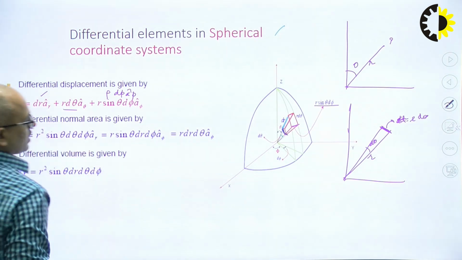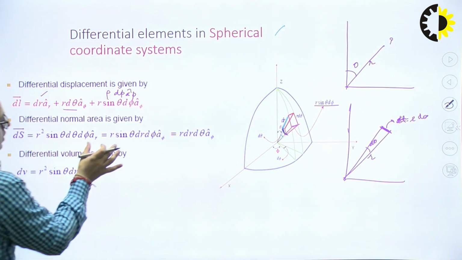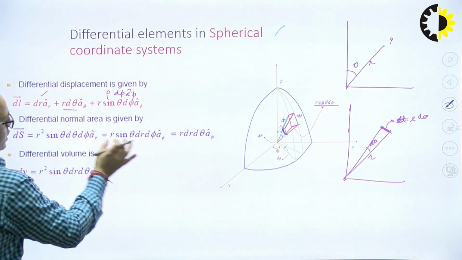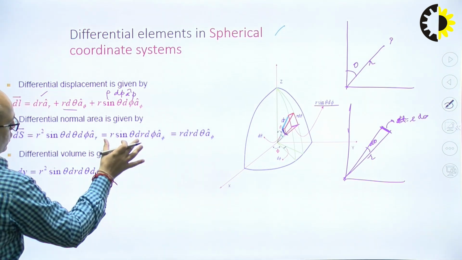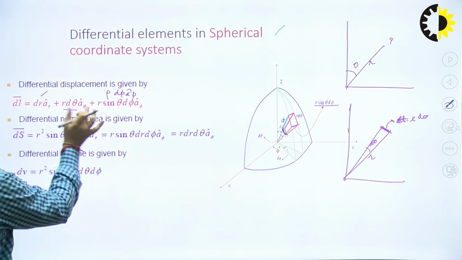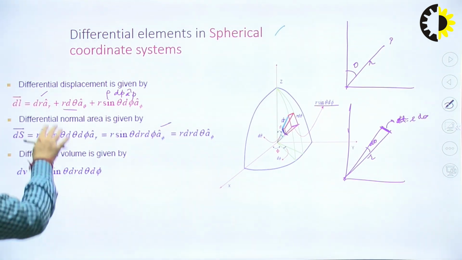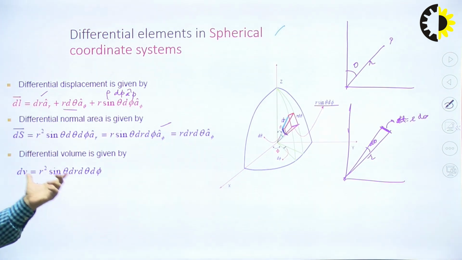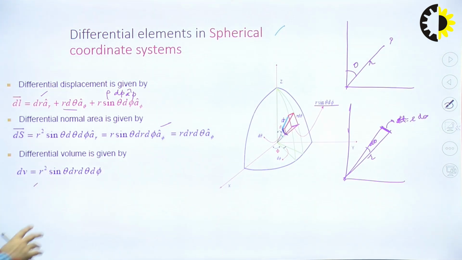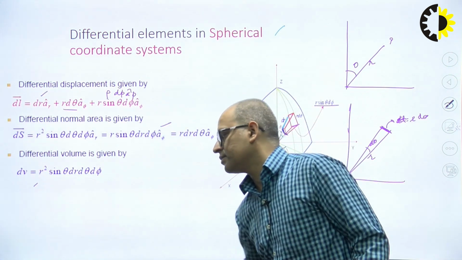Similarly, the normal surface area is obtained by multiplying two of these components, giving for example r dr d theta a cap phi. Similarly, the differential volume is obtained by multiplying all these differential elements, which gives r square sin theta dr d theta d phi.